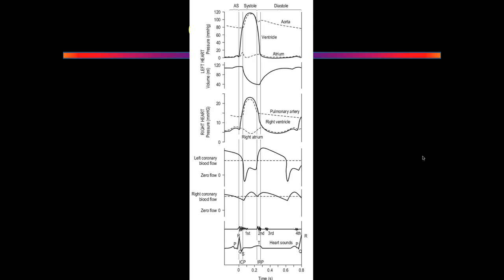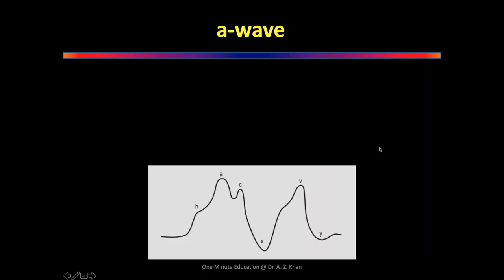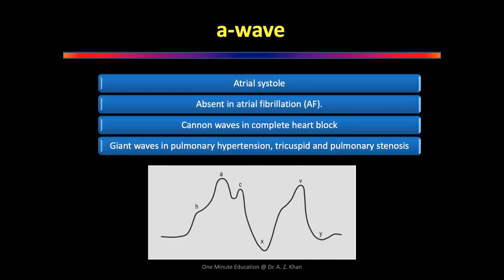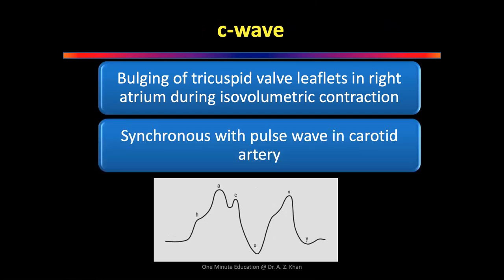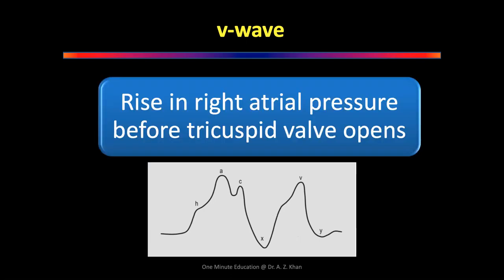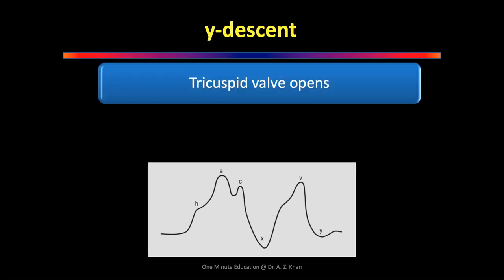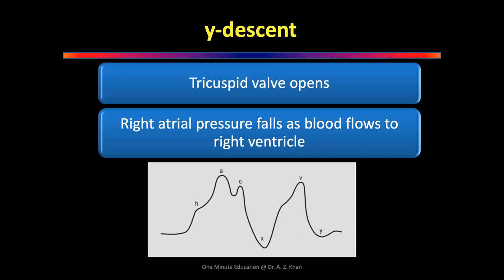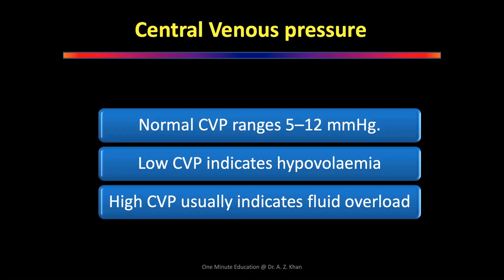Are you now understanding? And then we'll just quickly go through the right side, the JVP, which is exactly the right atrial pressure. We said A, C, X, Y. A is because of atrial systole. C is because of bulging of the tricuspid valve into the right atrium during isovolumetric contraction. We've understood that. The V wave is because of the rise in the right atrial pressure before the tricuspid valve opens. And the X descent is because of the tricuspid valve moving down during systole. And the Y descent is because the tricuspid valve is open. Okay? So this is what it is. It's very simple, nothing difficult. Yeah? Thank you very much, guys.